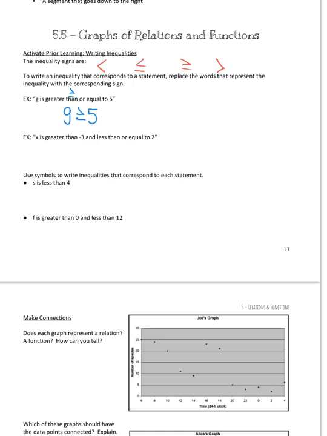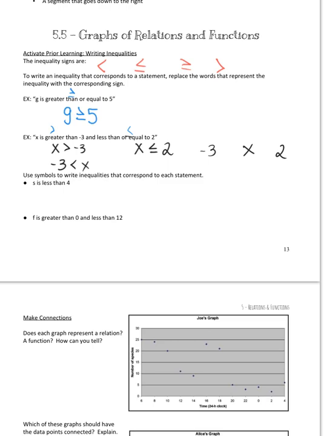X is greater than negative 3 and less than or equal to 2. So we have to say X is greater than negative 3, or we can say that negative 3 is less than X. We can flip it like that. We can also say, of course, X is less than or equal to 2. So to put these together, we have to write it in one statement where X is in the middle and our numbers are on the outside, okay?